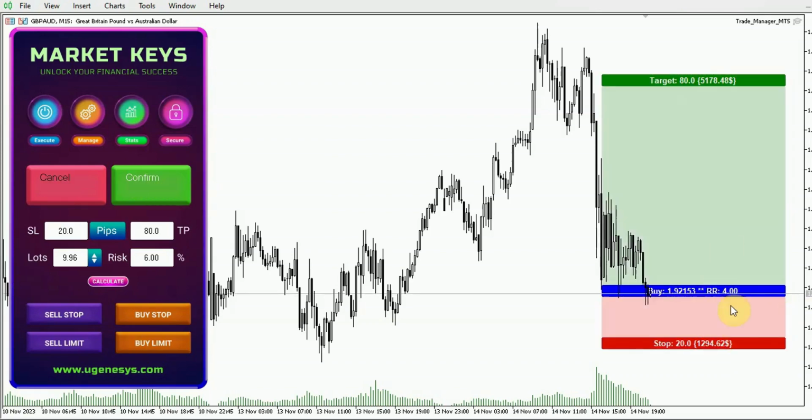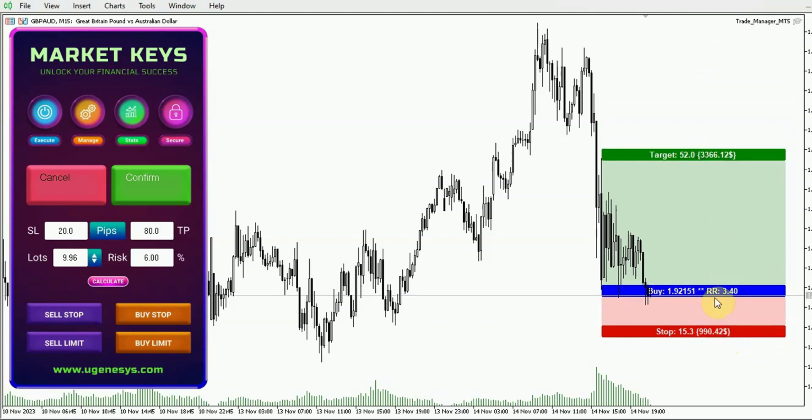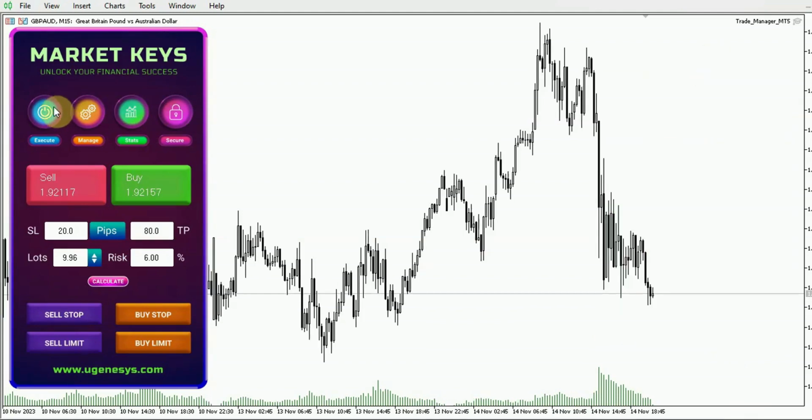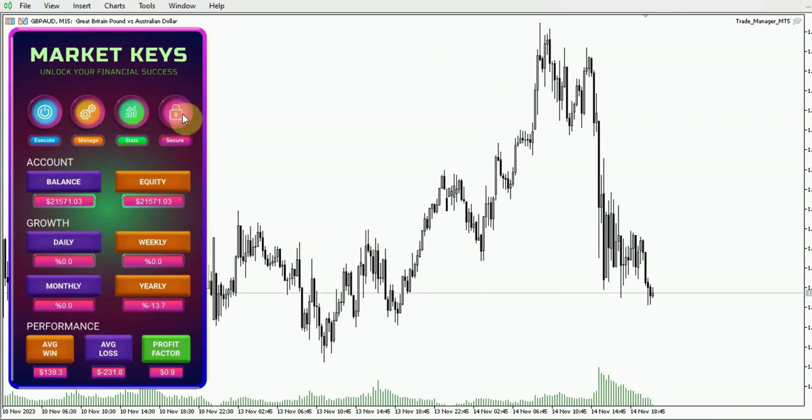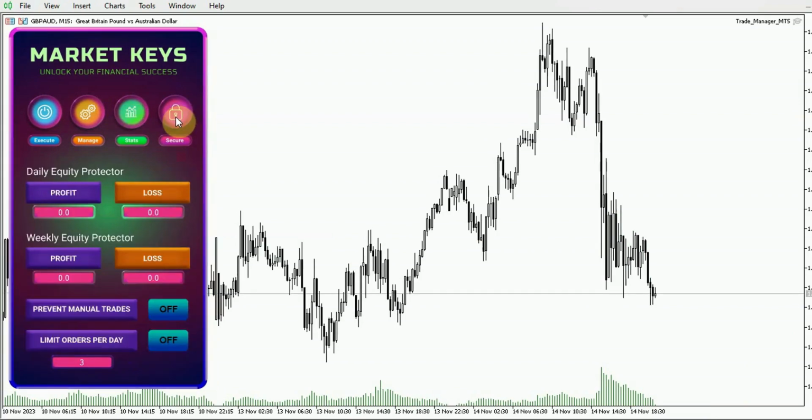Clicking on Buy unveils this graphical representation on the chart, and here you can fine-tune and adjust your stop loss, your target, as well as your risk-to-reward ratio. And in addition to our Execute tab, we also have our Manage tab for handling trades, our Stats tab for monitoring trades, and our Secure tab to prevent you from overtrading.